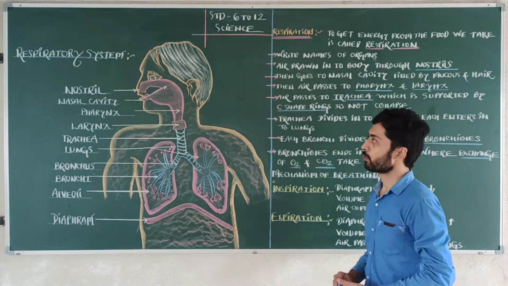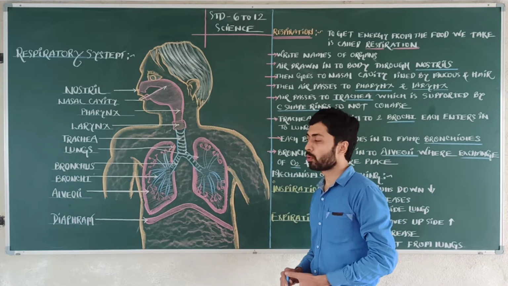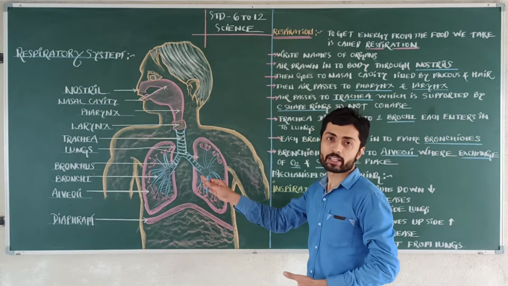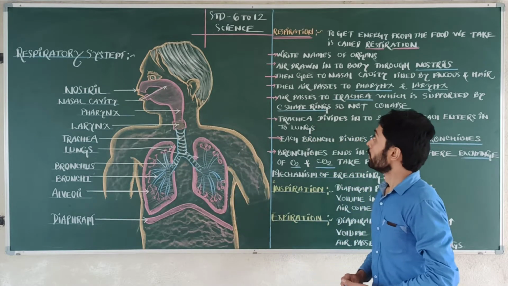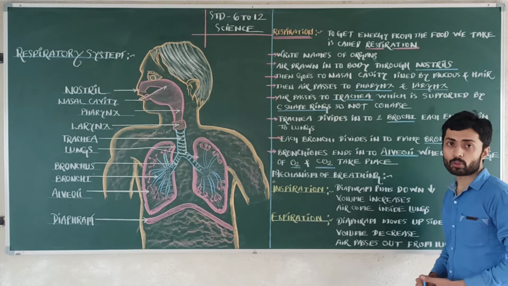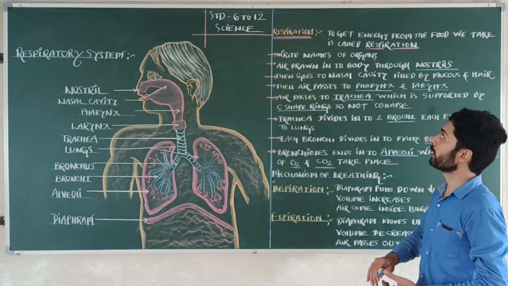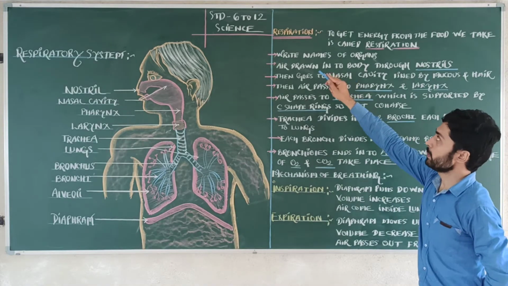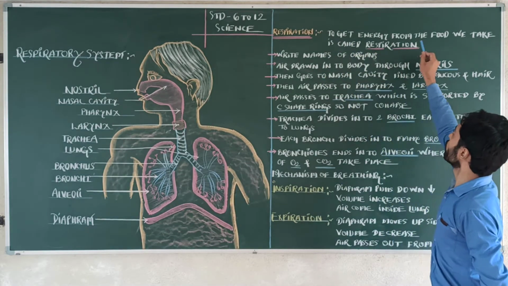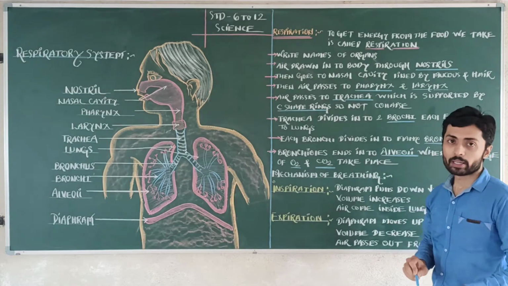So first of all, for the answer part, we have to draw a labeled diagram of the human respiratory system. In the answers, first point, first of all, we have to write the definition of respiration. So we have written over here. What is the definition of respiration? To get energy from the food we take is called respiration.